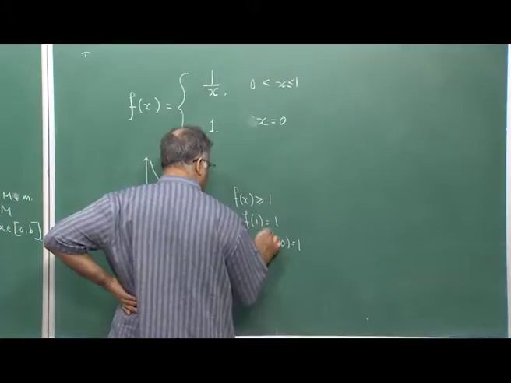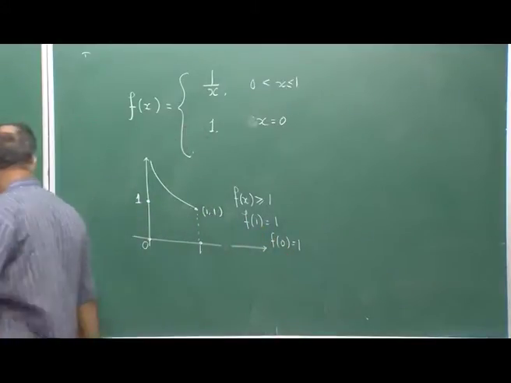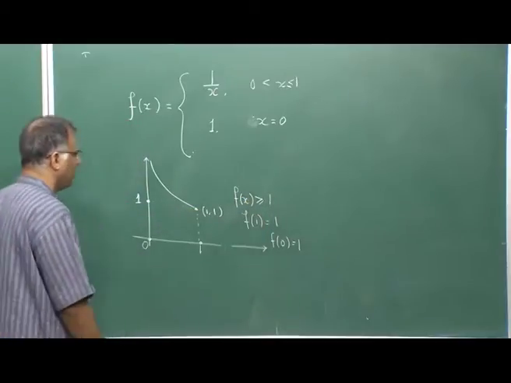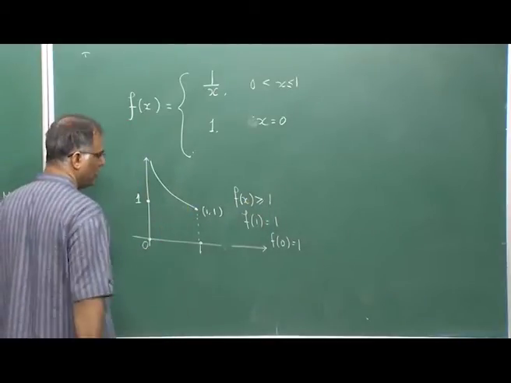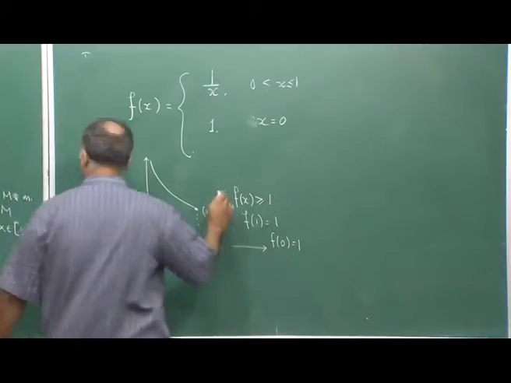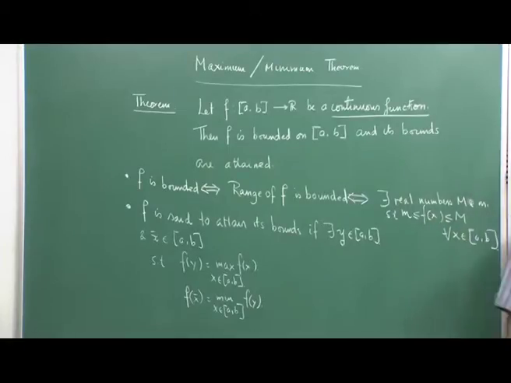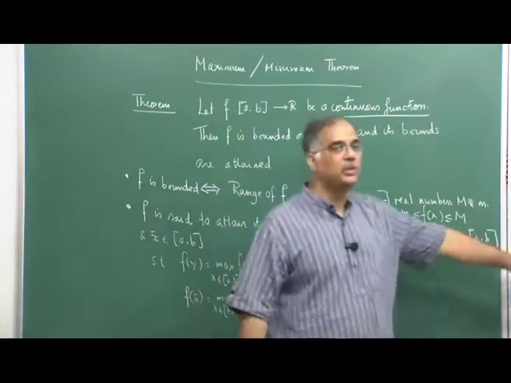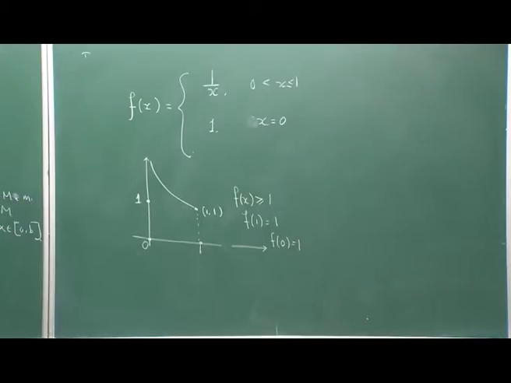So, this is your x bar. So, it is attained, the minimum value is attained. This is bounded below, but it is not bounded above. You cannot find the capital M for this function. The key fact is that you have lost continuity. Losing continuity is a very important issue.